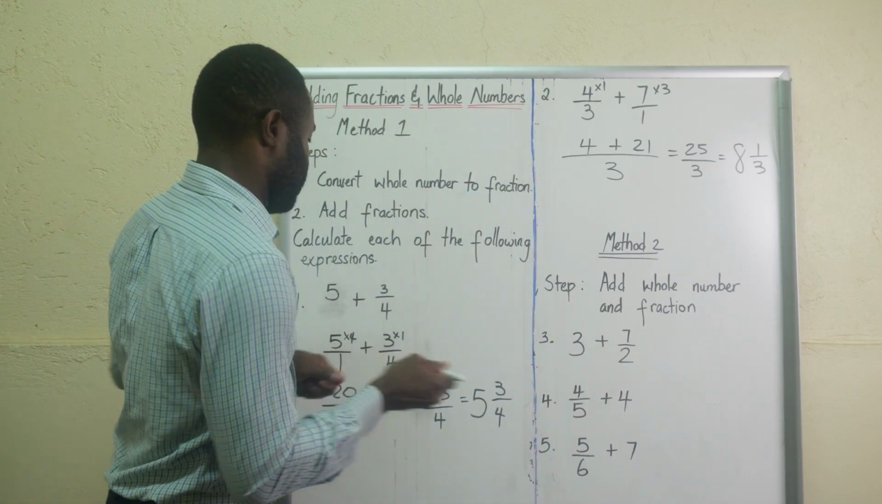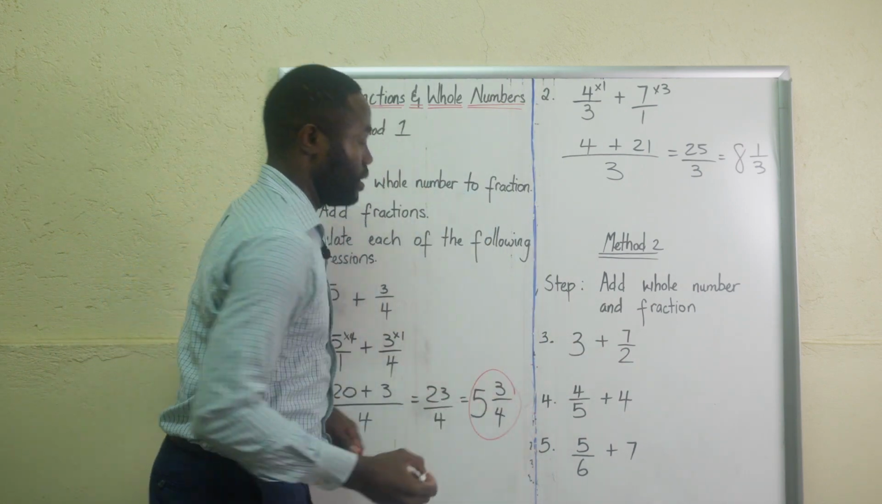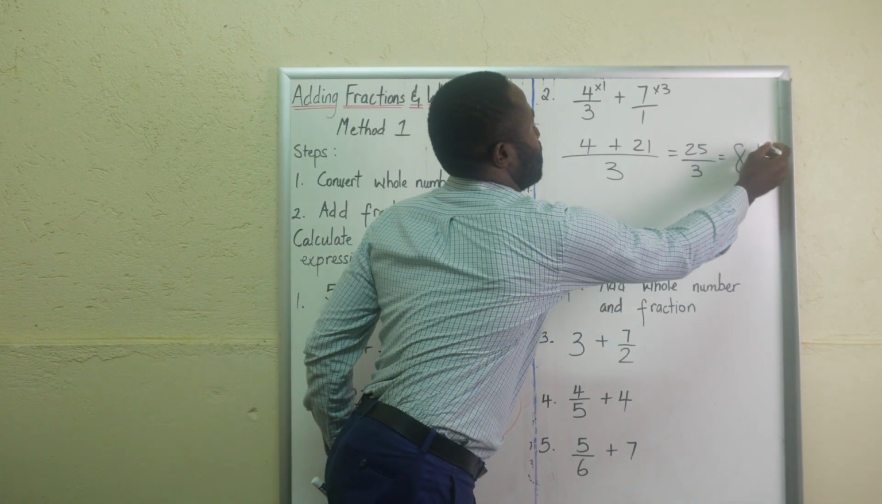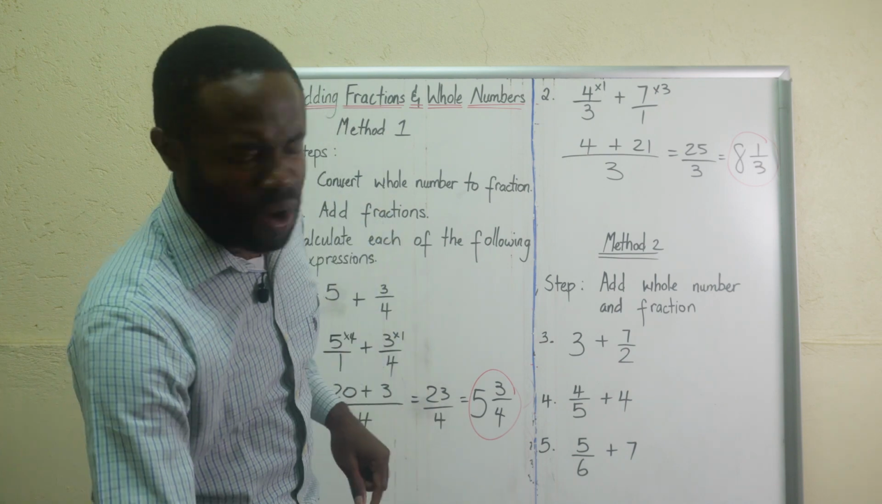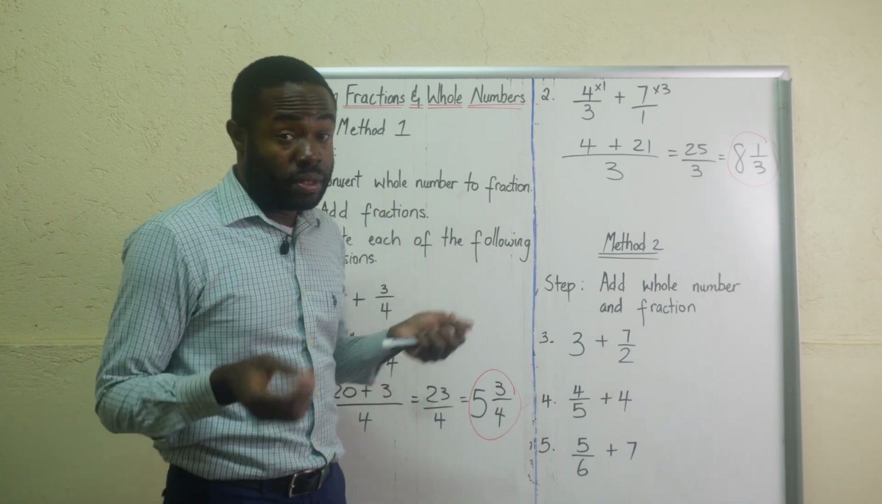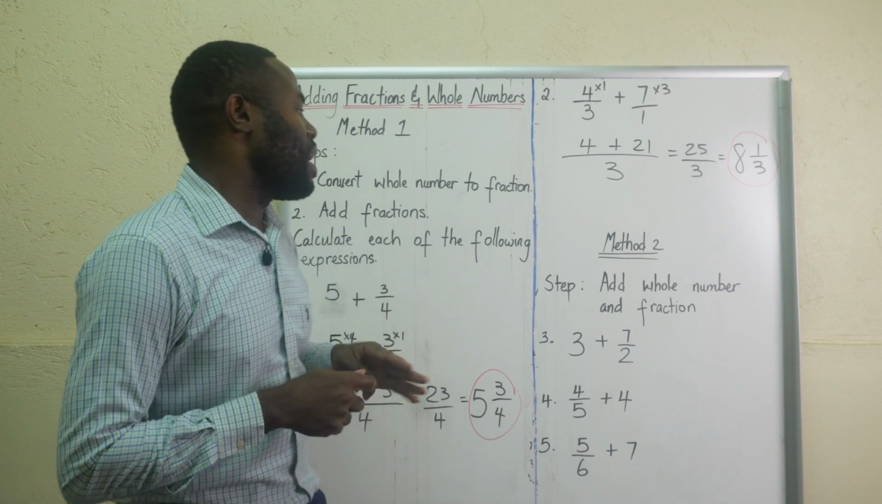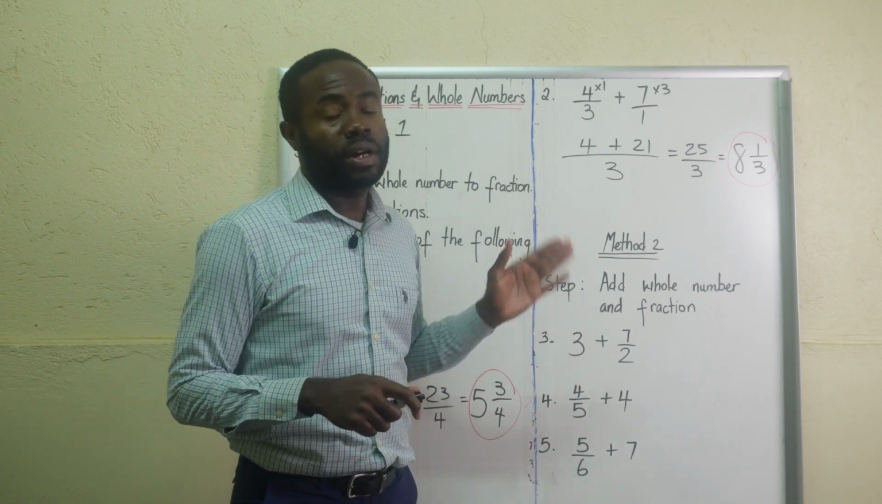Our answer for the first question, let's get back to this, is 5 3/4. And for the second question is 8 1/3.